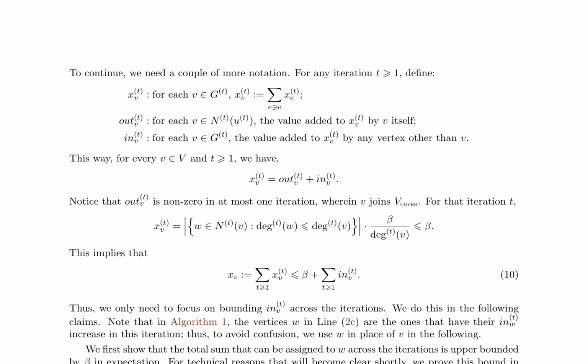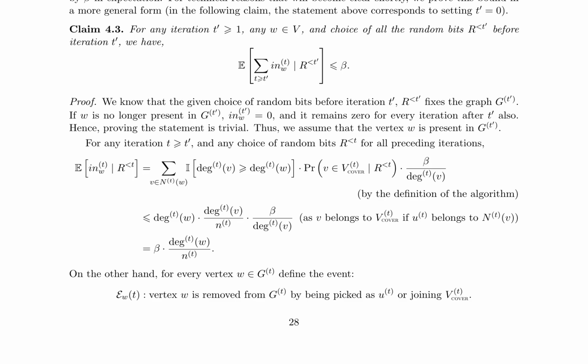It is shown that $x_{t,v} equals out_{t,v} plus in_{t,v} and that $out_{t,v} is non-zero in at most one iteration. The analysis then focuses on bounding the value of $in_{t,v} across the iterations. It is shown that the total sum that can be assigned to vertex $w across the iterations is upper bounded by beta in expectation. This result is proved in a more general form, which corresponds to setting $t equals $0. The proof relies on the definition of the algorithm and the properties of the indicator function.